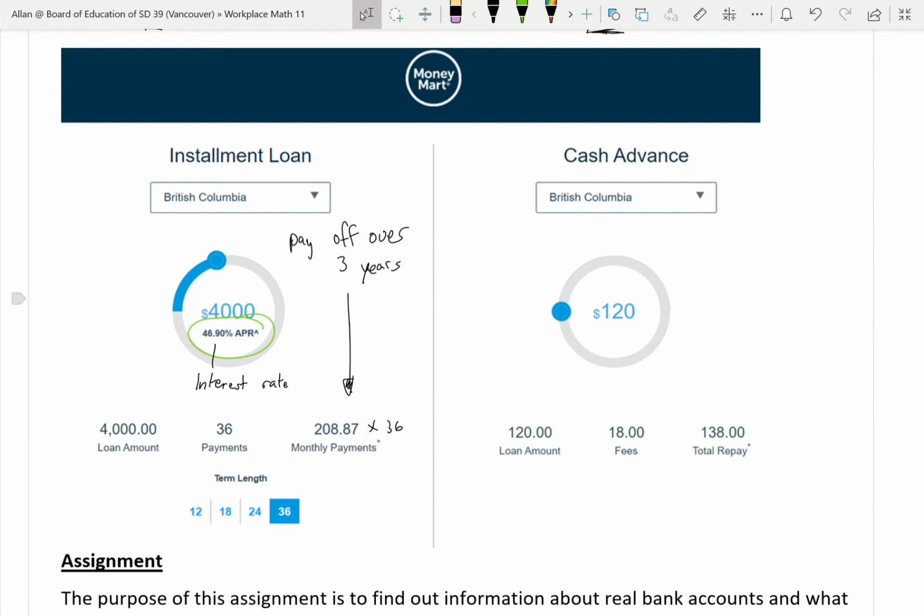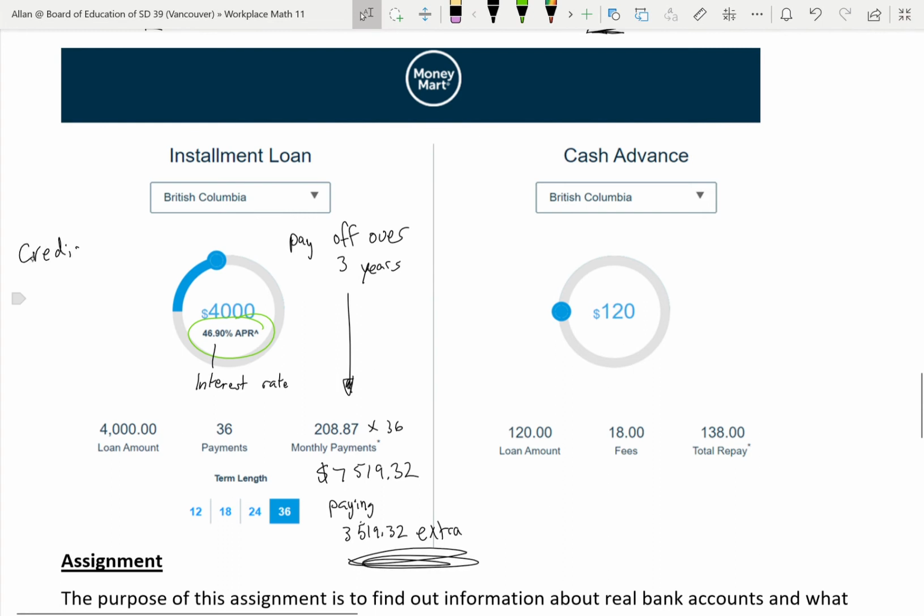And to calculate this, all you have to do is multiply this by 36 to see how much you owe. So if you go 208.87 times 36, you get $7,519.32. So for a $4,000 loan, you are paying $3,519.32 extra. That is a huge amount.